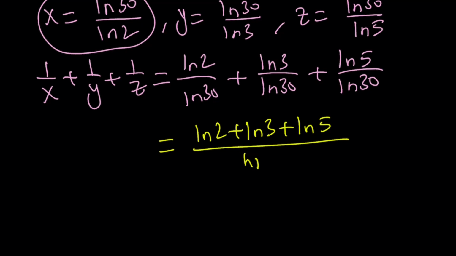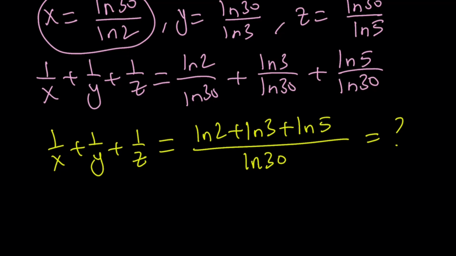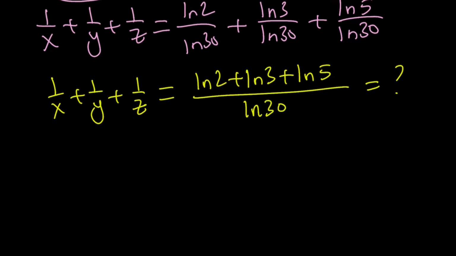Oops, I can't even write ln 30. All right, let me slow down. All right, so this is 1 over x plus 1 over y plus 1 over z. That's what I'm trying to find. And what is that equal to, right? Well, we have this interesting property: a sum of logs turns into the log of a product, and log and ln are used interchangeably here. So we can write ln 2 plus ln 3 plus ln 5, by using properties of logs, as ln of 2 times 3 times 5.